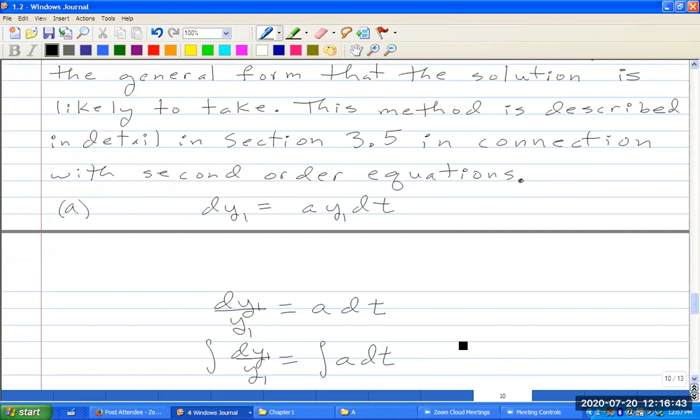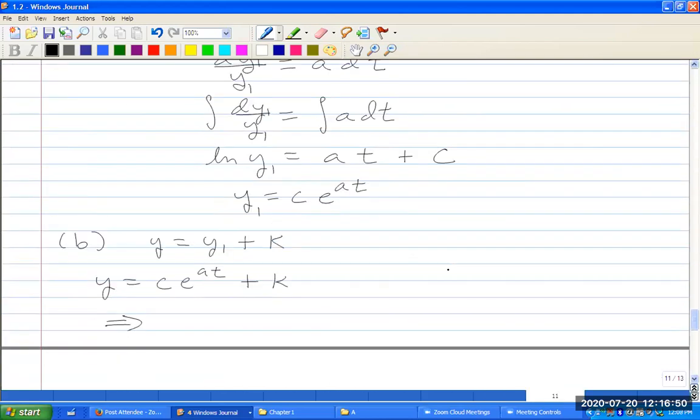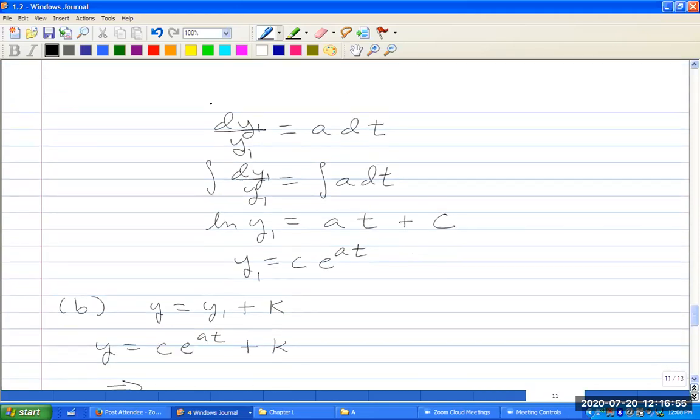Okay, so let's do this. Let me get rid of some of this so I can write.